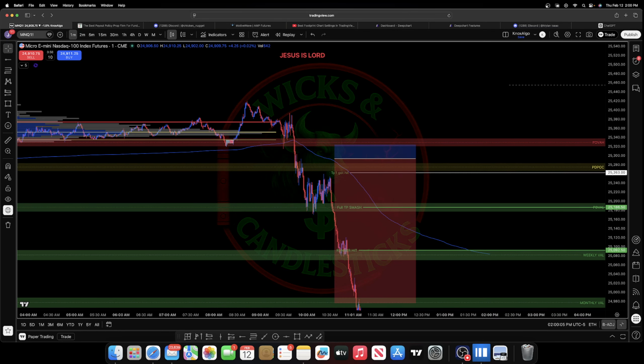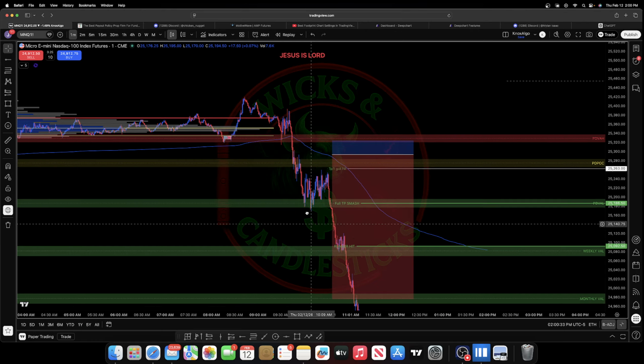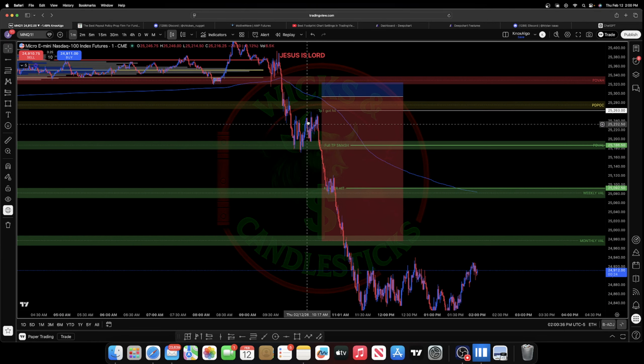This is value migration. Okay. This is balance. This move is imbalance to find a balanced market. This is imbalance, went to balance. This is all balance. This is imbalance, then balance, value migration. Anytime price goes from balance to imbalance is value migration.